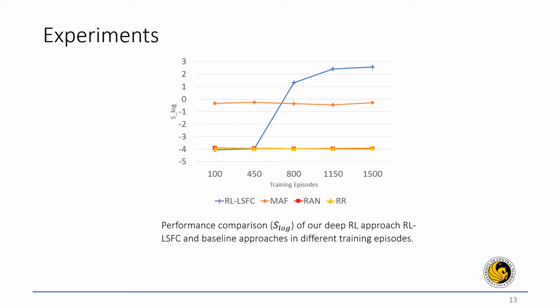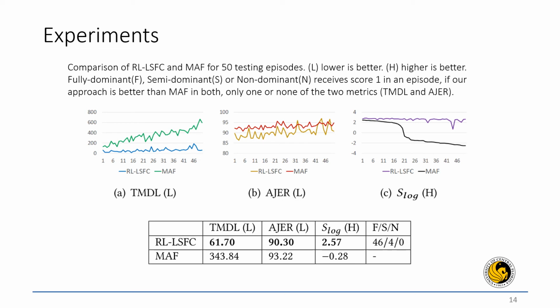A detailed performance comparison between our final model after training and MAF is shown in these figures, where data is sorted by one metric for viewing convenience, and the statistics are shown in the table. We can see that our approach outperforms MAF in a large scale. It reduces TMDL by 5.57 times and AJER by 2.92%. We also show what we call the FSN distribution for our approach in 50 testing episodes. It also shows good performance.